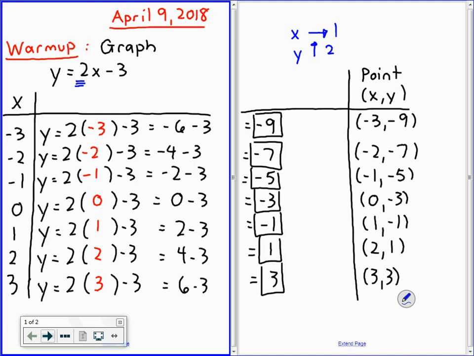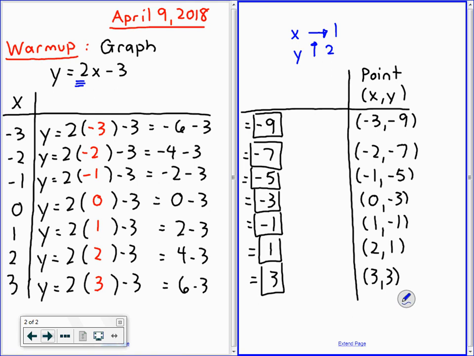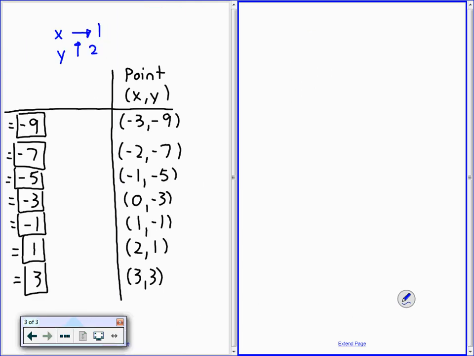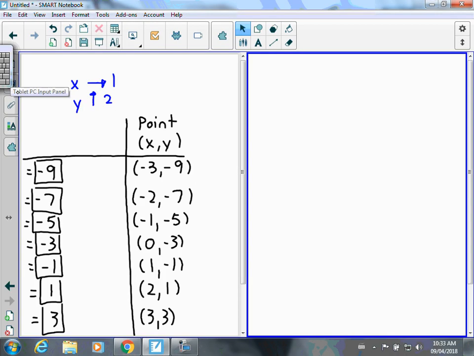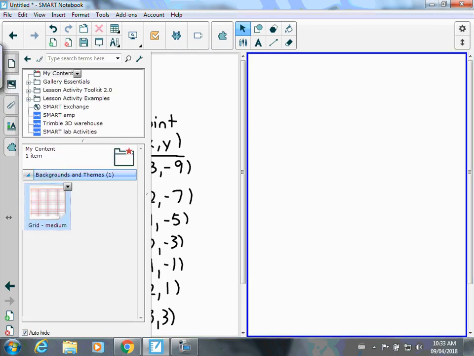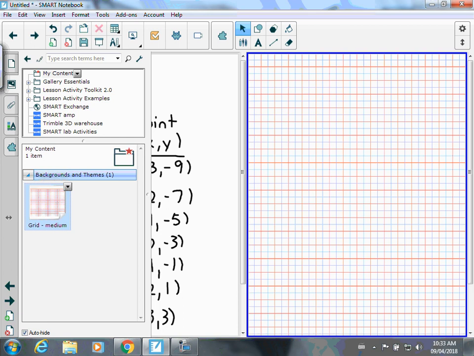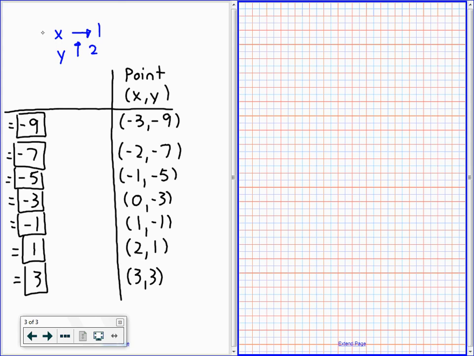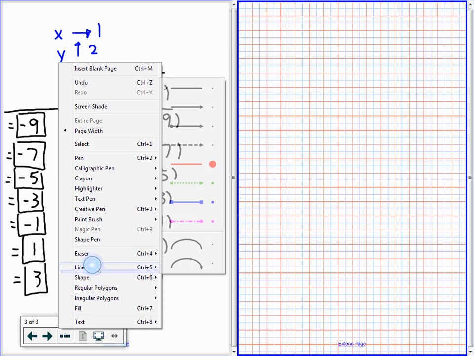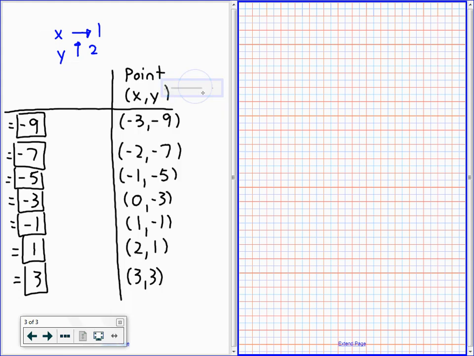All right, here comes the graph. Okay, so before I start here, I'm going to look at my span of values. So my x value goes from -3 to 3. My y values go from 3 to -9. So I'm probably going to do my graph sort of like this.